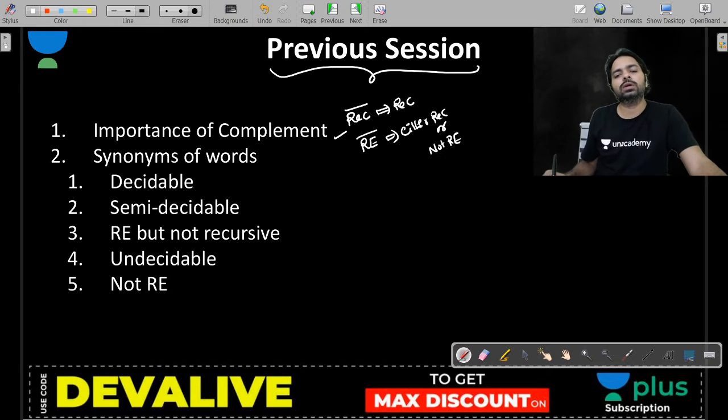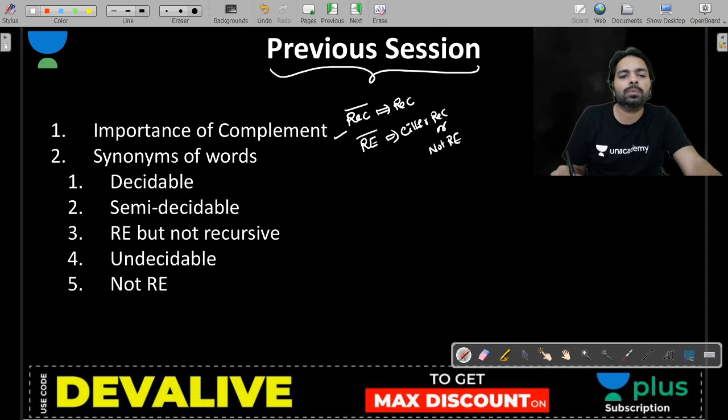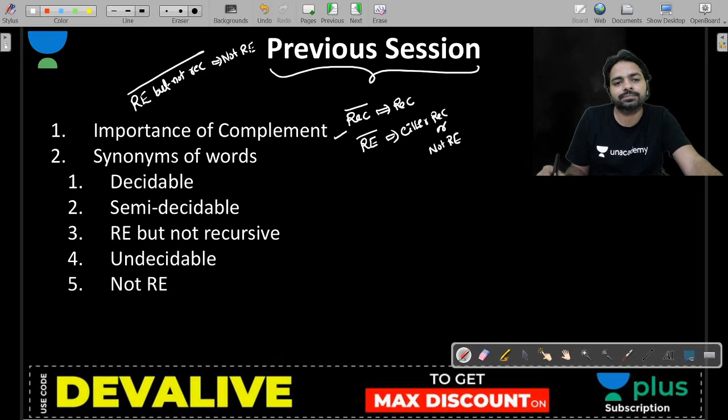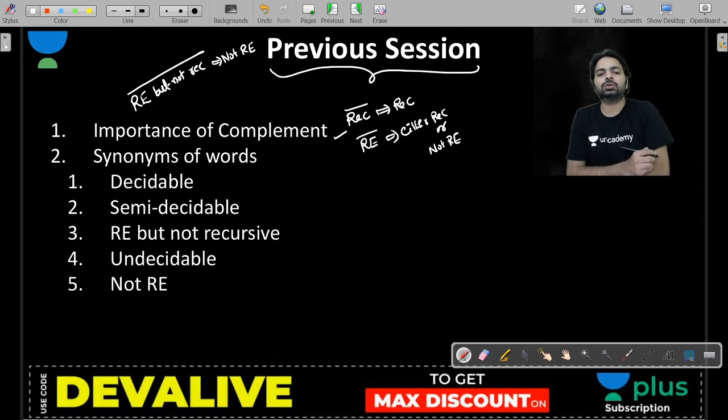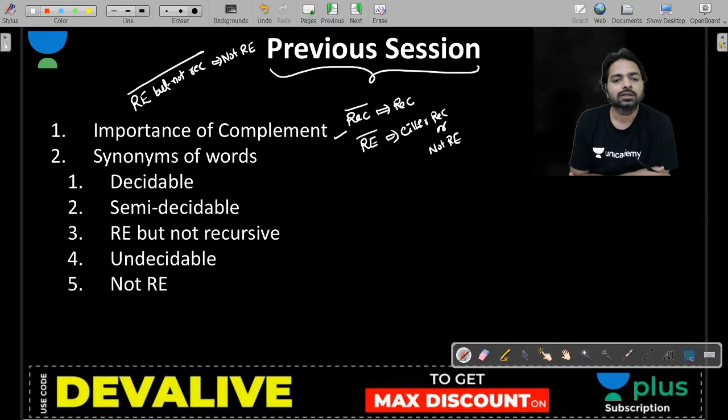These are the two important properties, and there's one more property: if anybody asks RE but not recursive, the complement of this language is going to be not RE, and I'm going to repeat that too today. Yeah, so that was yesterday's class. If anybody is not there, you can watch yesterday's class.